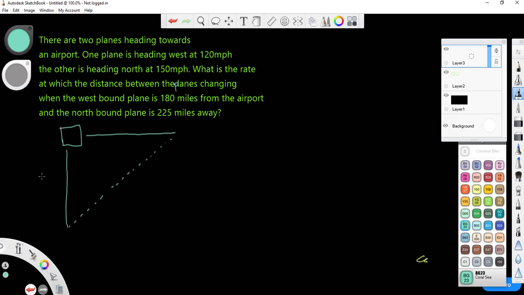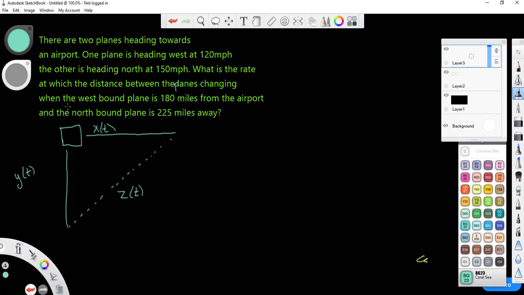Alright, so really quick, I'm just going to label these. I'm going to label this distance of the northbound plane, let's call it y of t. So that's going to be its distance at time t. This one we'll call x of t. So that'll be the westbound plane's distance at time t. And the distance between the planes, let's call that z of t. Remember, if you want to make this easier, you can just call them x, y, and z. I kind of like to include the t so I remember that they're functions.